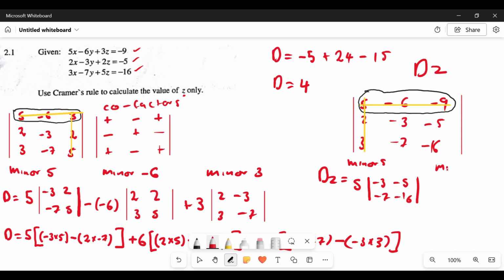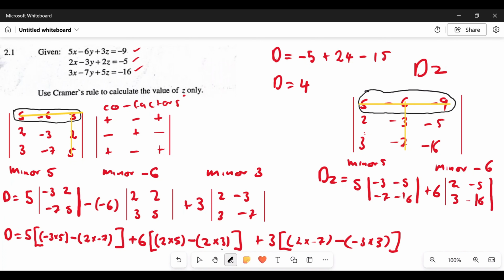Then when the minor is -6, let us not forget the cofactor is negative and our minor is negative. This becomes +6. So I'm just going to skip some of the things there. Right, we have to move this to the column in the middle. Now we are scratching the column in the middle, which is for -6, and the row, which is for -6. So we'll be left with 2, 3, -5, -16. There we go. So this is going to be our square matrix when our minor is 6.